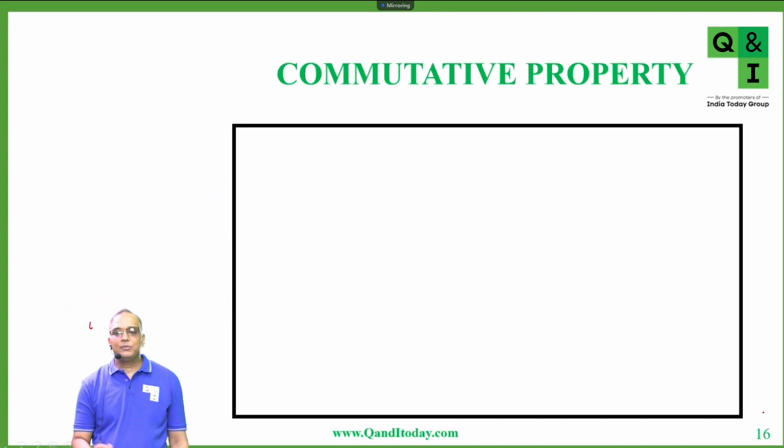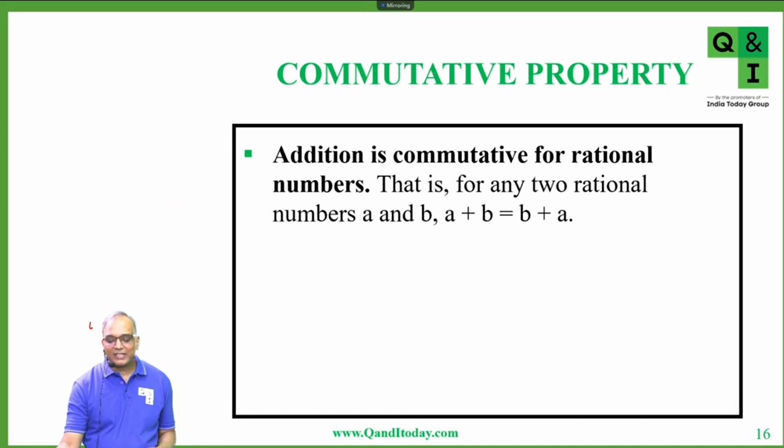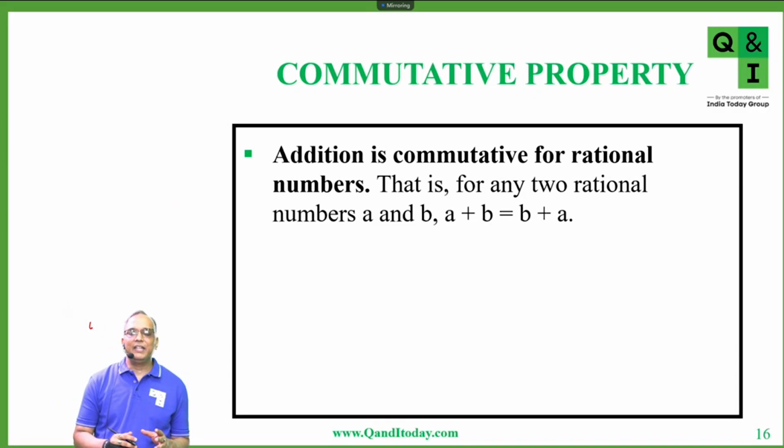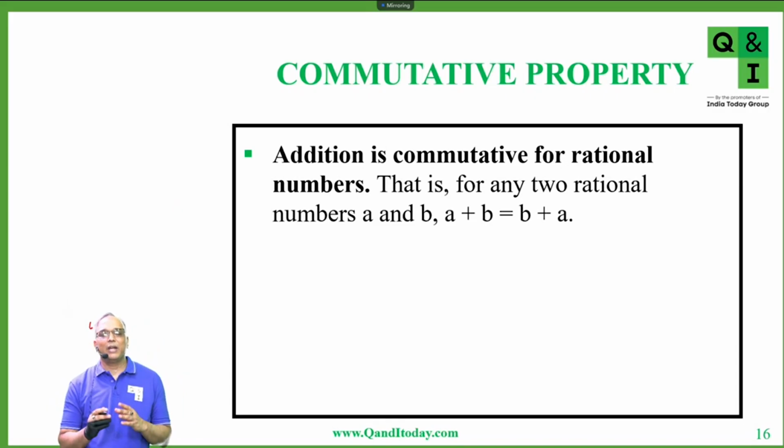So now comes another property, commutative property. What is commutative property? Commutative property means that when you add A plus B, this is equal to B plus A, then we say that it follows commutative property. So now again we'll check whether rational numbers are commutative over addition, subtraction, multiplication and division. So we'll check one by one.